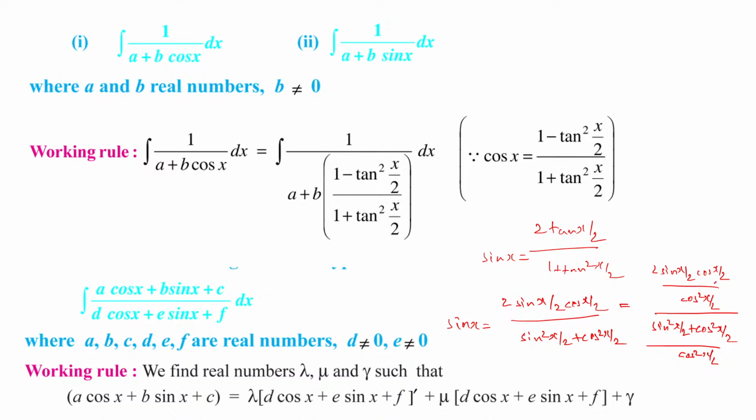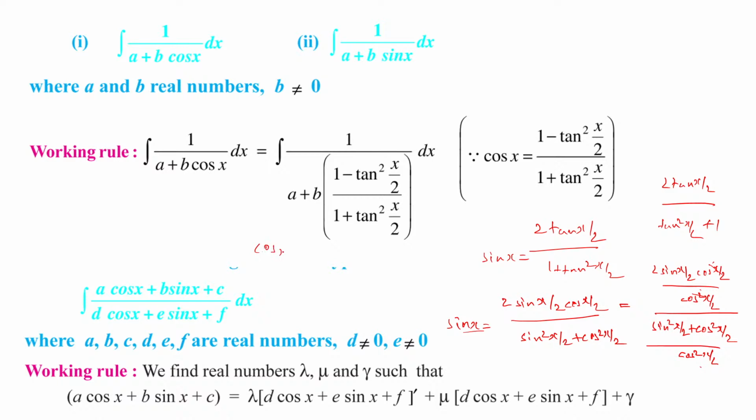Now what will happen to the numerator? One cos x by 2, one cos x by 2 will get cancelled. Sin x by 2 by cos x by 2 becomes tan x by 2, so the numerator is 2 tan x by 2. In the denominator, sin square by cos square will become tan square x by 2, and cos square by cos square will become 1. So basically, 2 tan x by 2 by 1 plus tan square x by 2 is sin x.